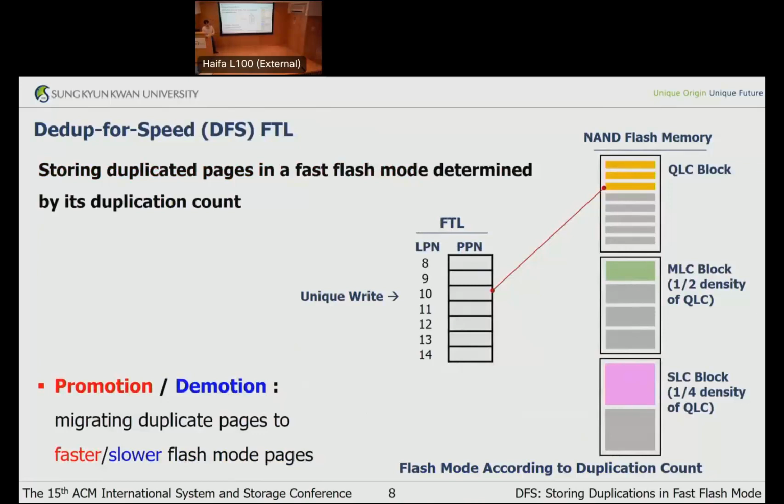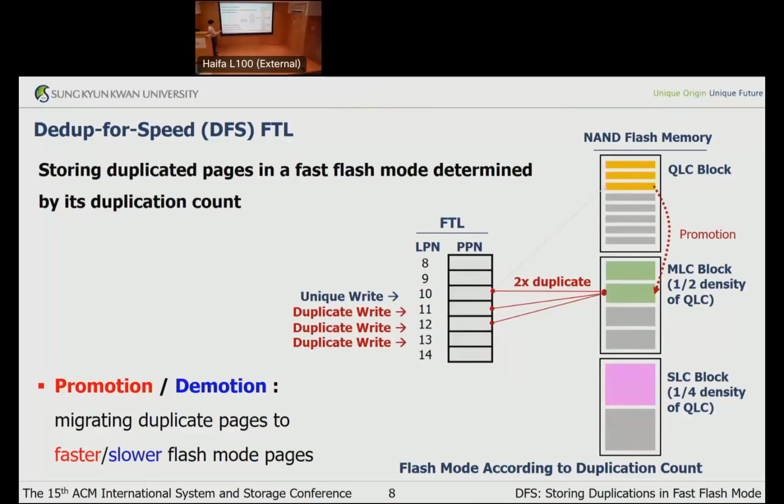DFS stores duplicated pages in fast flash mode determined by its duplication count. DFS promotes a physical page to a faster flash mode page when its duplication count reaches the upper threshold. It goes like this. Second write. Yeah, promotion. The write. Yeah, nothing happened.